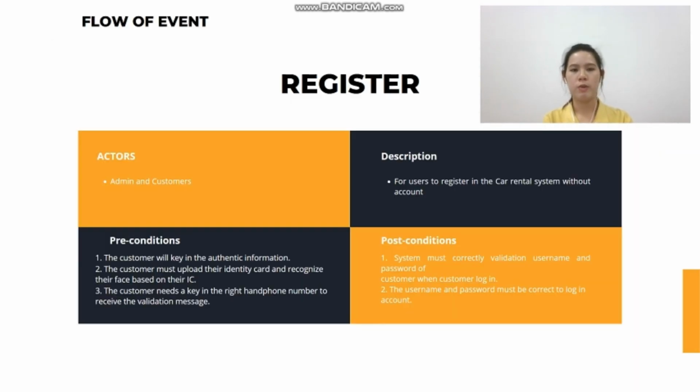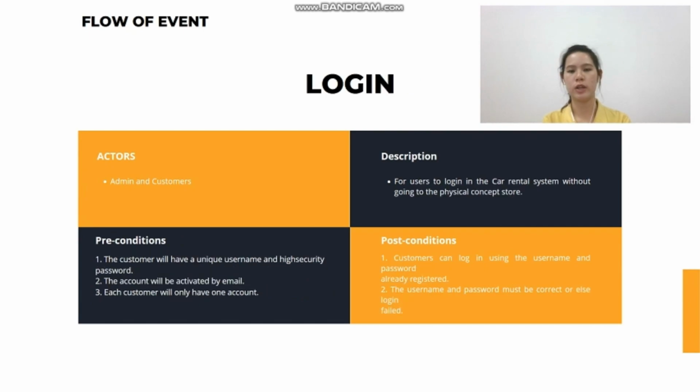So the flow of event of register is for users to register in the system without an account. The precondition is the customer will key in authentic information, and they must also upload their identity card and recognize their face based on their identity card, and they also need to key in the right handphone number to receive the validation message. The post condition is the system must correctly validate the username and password of the customer when they log in, and the username and password must be correct to log into the account.